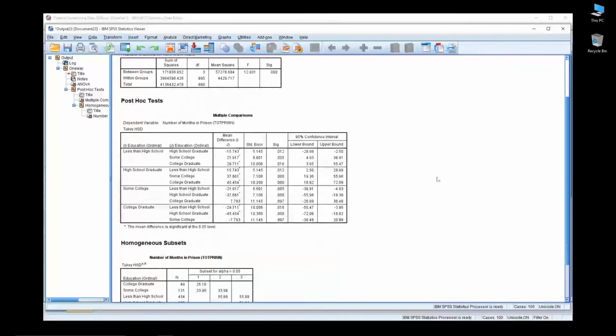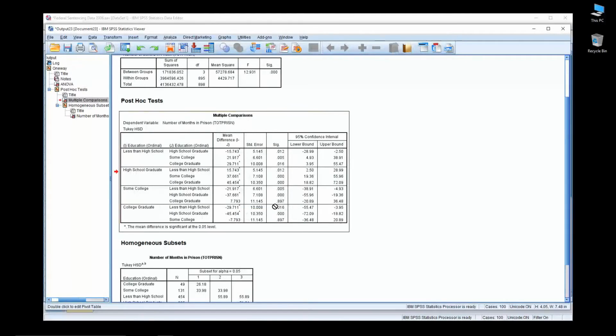But if we look to some of these other combinations, we can actually find some where there is not a statistically significant difference. In this situation, we find that between some college and college graduate, there's only a difference of about 7 months. Now, once again, based on the sample size and the standard deviation, we actually find this is not statistically significant. 0.897, clearly well above 0.05. So in this situation, we would say that there is not a statistically significant difference when it comes to sentencing between individuals who have some college and individuals who have a college degree.